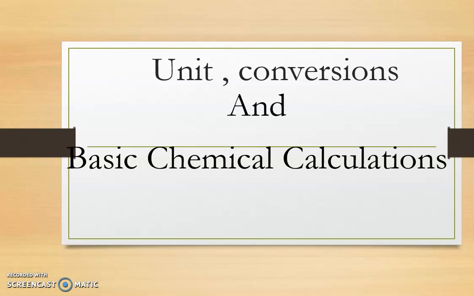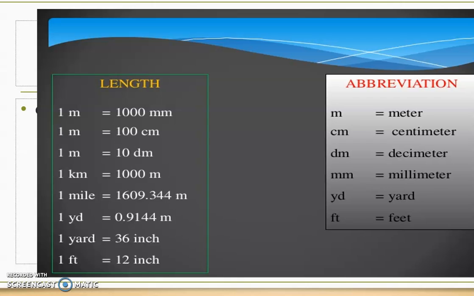Hello everyone. The first unit for the process calculation is unit conversion and basic chemical calculations. Unit is a very important thing, by which we can understand the value of any parameter.